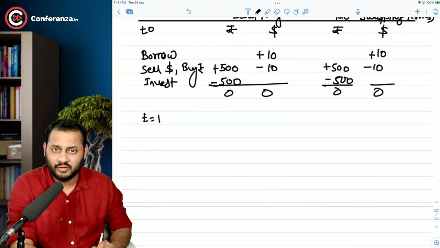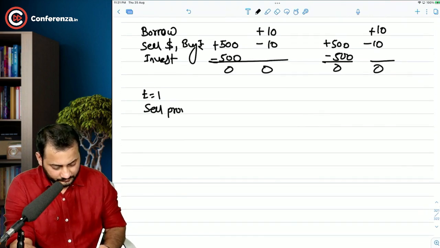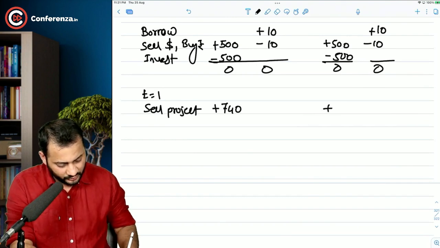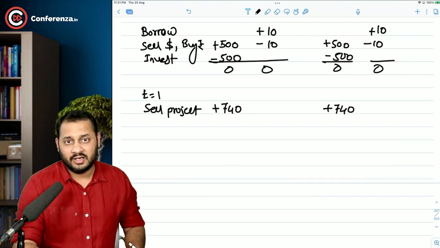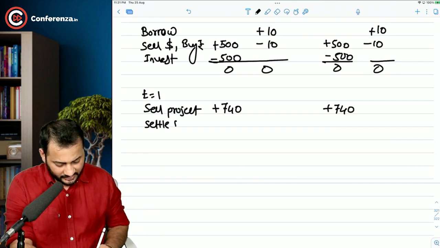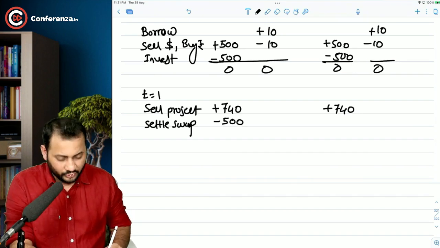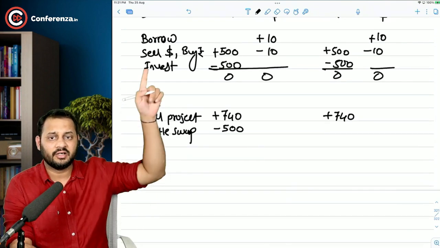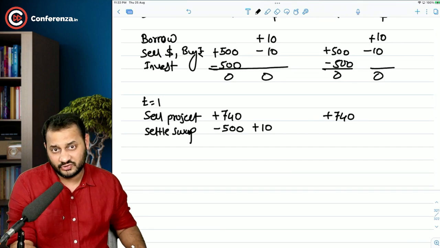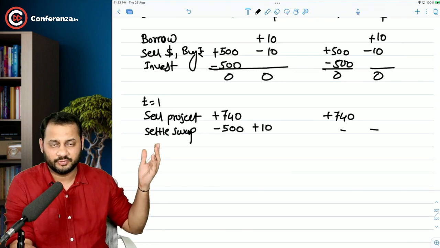What will happen at the end of year 1? Sell this project to the Indian government. The moment you sell the project to the Indian government, you will receive 740 crore in both the cases. And now you will see the difference in both the options. We will write down settle swap. What do you mean by settle swap? We will pay 500 crore back to the government because we received it under swap. And we will receive 10 crore dollars as agreed under swapping. But nothing will happen if you don't go for swapping. There is no settlement of swap.